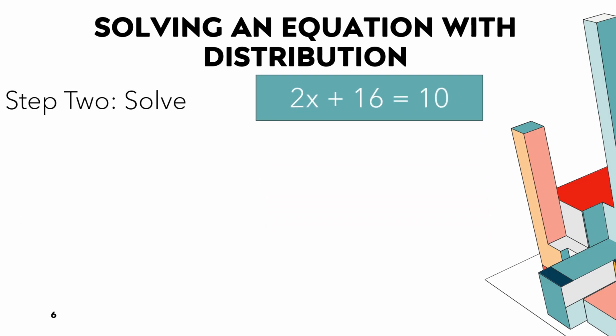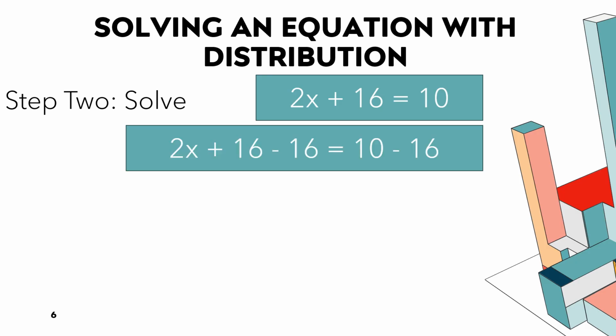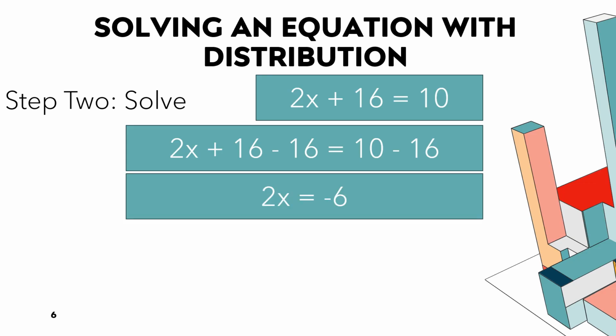Let's build on what we learned in the last lesson to tackle this equation. Our first step is to isolate the variable term, 2x, by getting rid of the extra 16. Remember the golden rule of algebra: whatever you do to one side, you must do to the other. So, we'll subtract 16 from both sides. This leaves us with 2x on the left and minus 6 on the right.